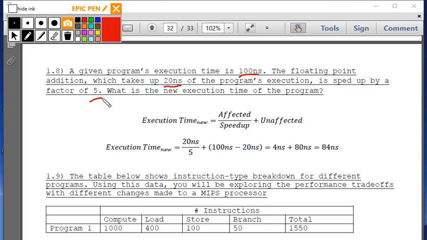So now we have our equation. We have our affected time, which is 20 nanoseconds, divided by our factor of 5. So it goes down from 20 to 4, plus 80. So now it's going to be 84. And as you can see right here, that is precisely what we've done. If the problem then said, what is the speed up of the overall program, you would just say 100 over 84.